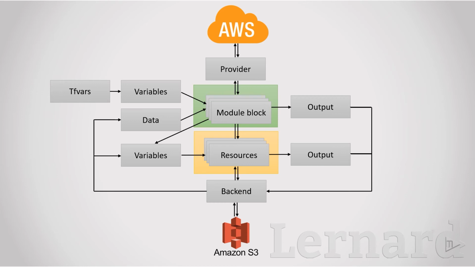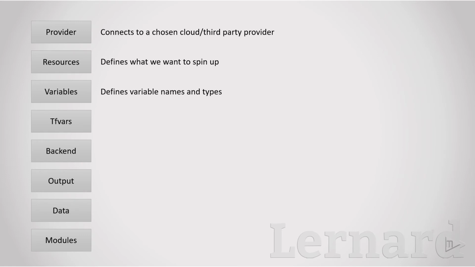Provider connects Terraform to our chosen cloud provider. Resources then define what we want to spin up. Variables define the variable names we can use, and if we like, we can give them a type too. TFVars are then used to populate those variables, though we did also cover some other methods to do this too. Backends allow us to store our TF state in the cloud for versionability and security, but mainly so we can work with other team members on projects.